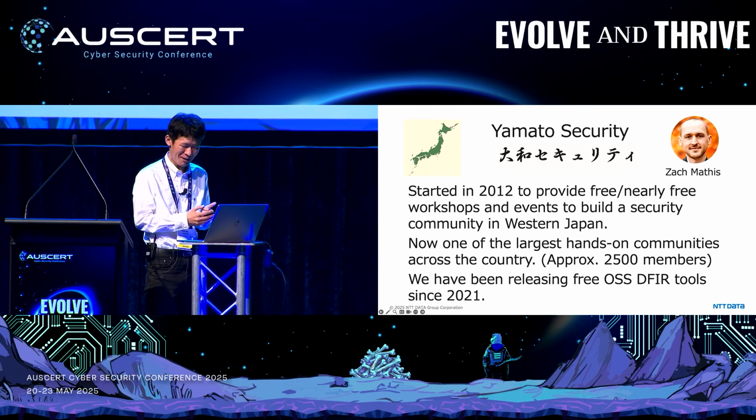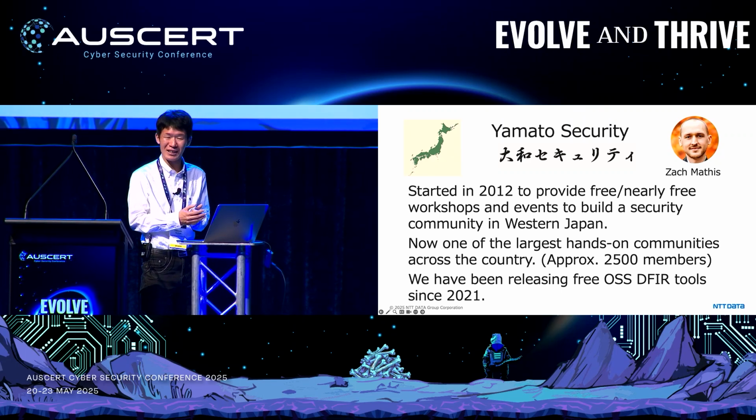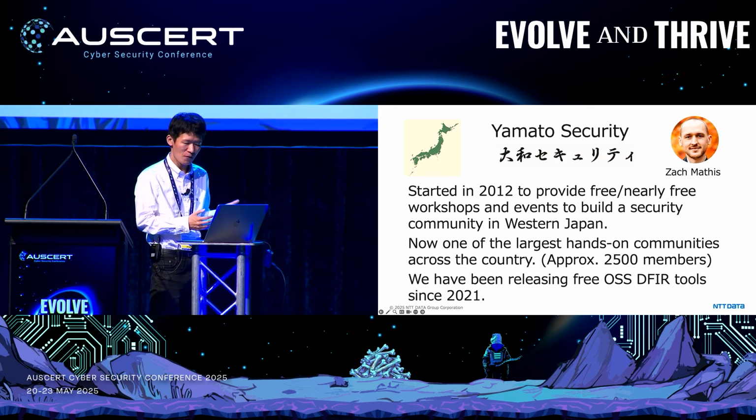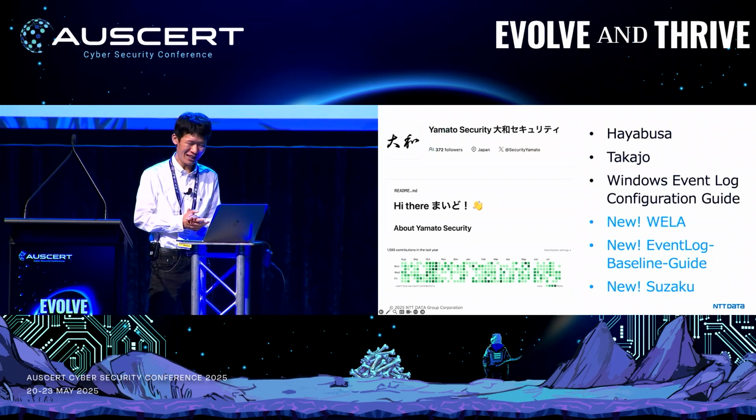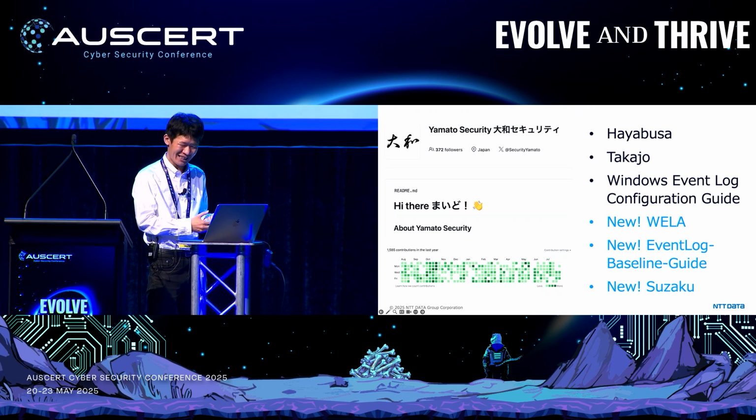One point that is sometimes misunderstood: Yamato Security is not a company. It's a Japanese security study community run entirely by volunteer members. We have been releasing free and open source DFIR tools since 2021. This is a list of our open source tools developed by Yamato Security. All of these tools are publicly available on GitHub. We would be delighted if you give them a try.